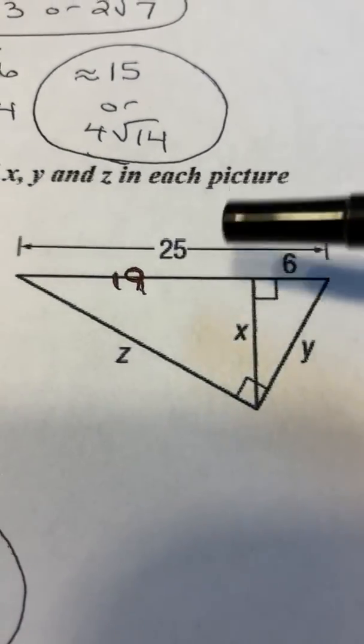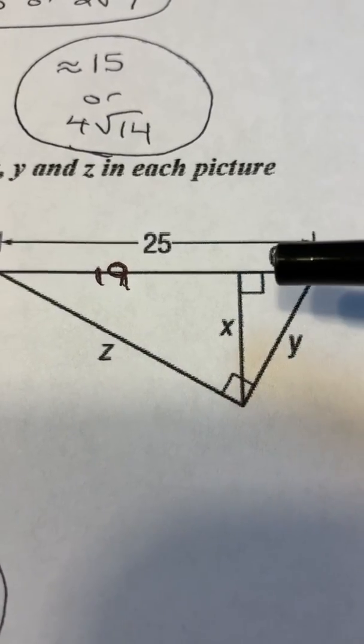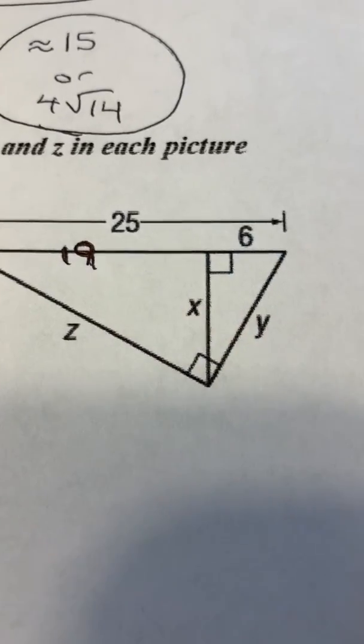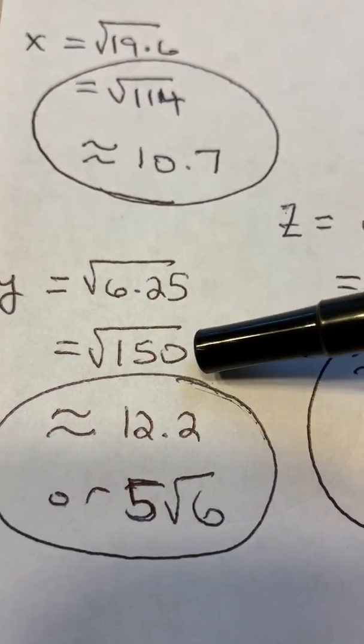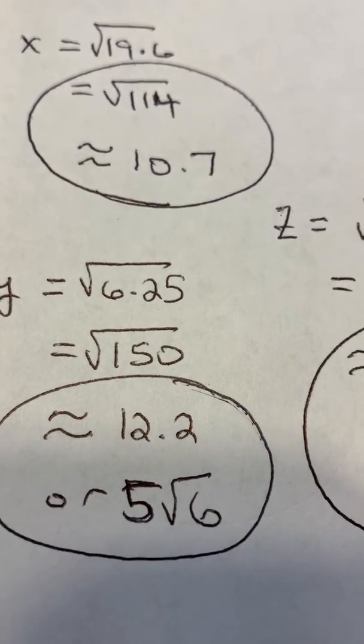To go back and look at y, y is going to be the connection between 6 and 25. The side connected to it, and the entire length, 6 and 25. So there's 6 and 25, 150. By calculator, 12.2. By hand, 5 root 6.